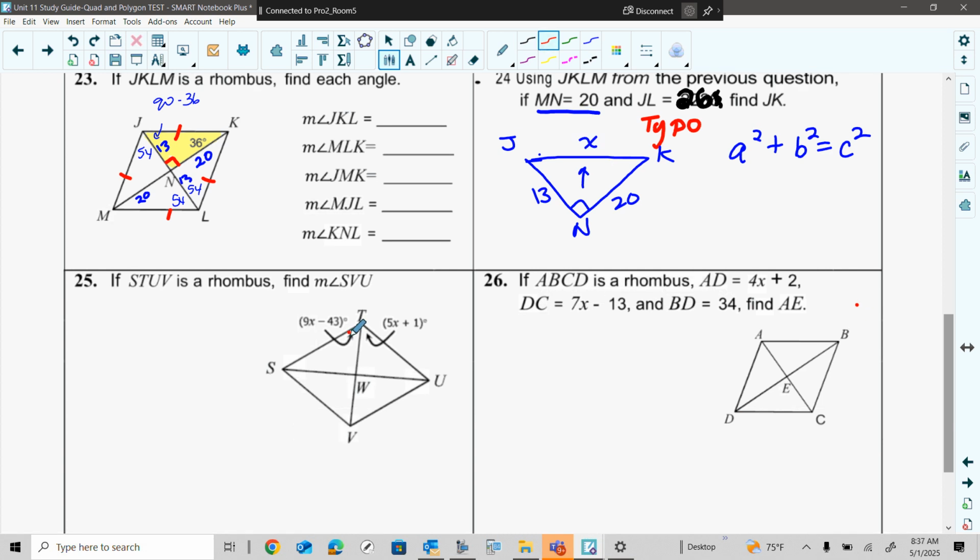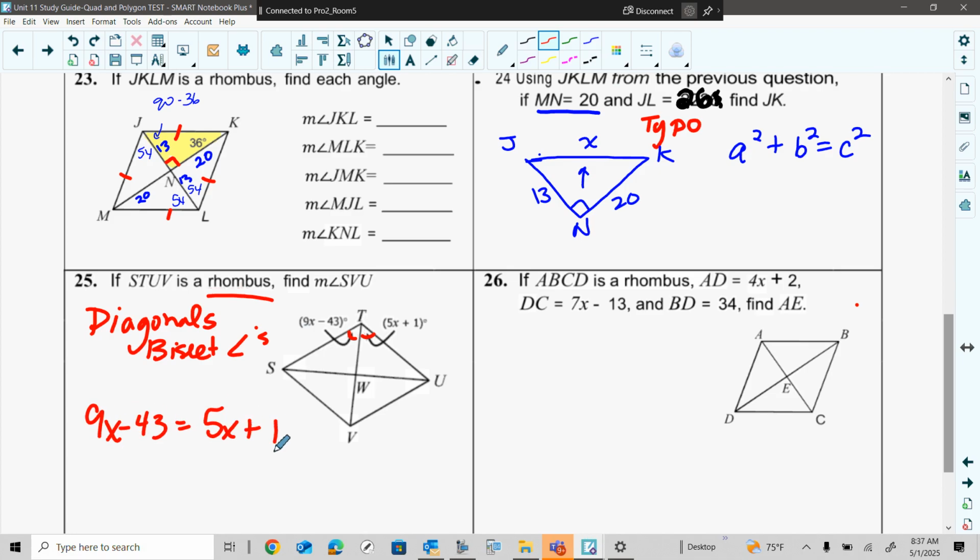Here they're showing you these two angles, and in a rhombus, the diagonals bisect the angle. So that lets me know that 9x minus 43 is going to equal 5x plus 1. Find your x, but then plug it back in. Okay.